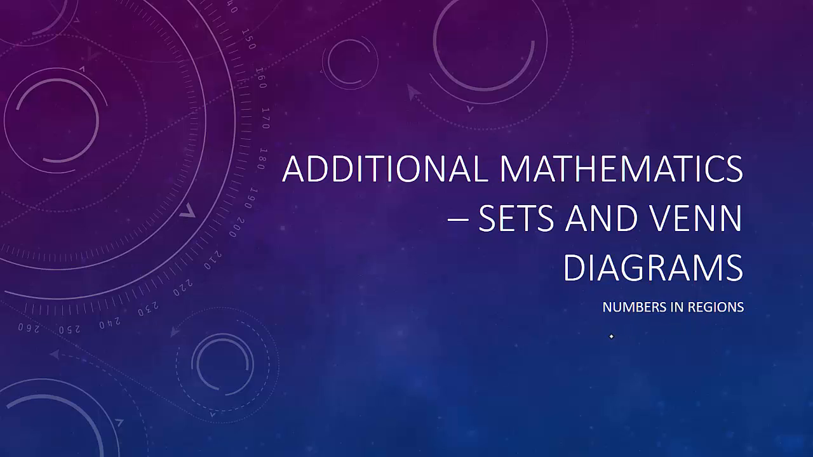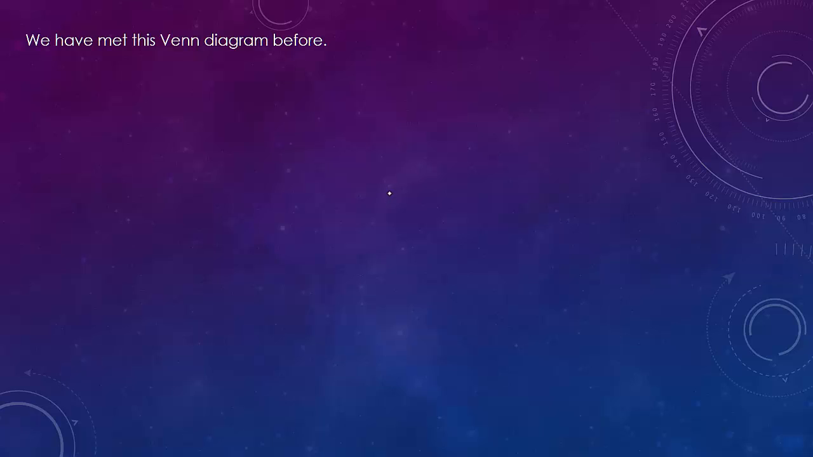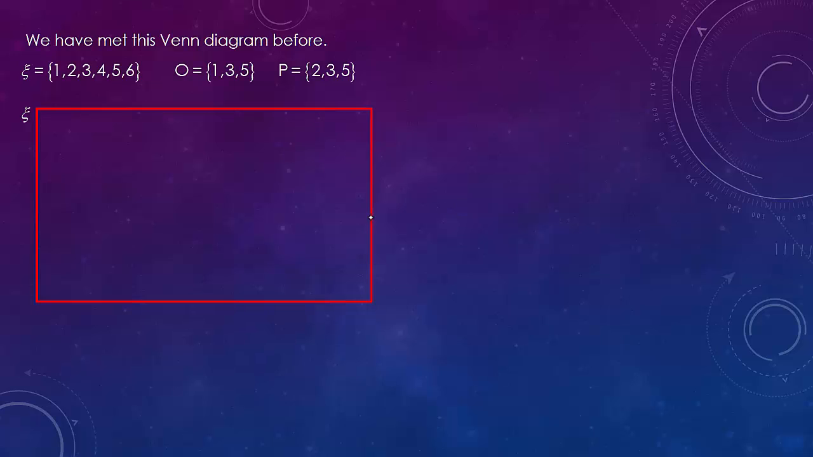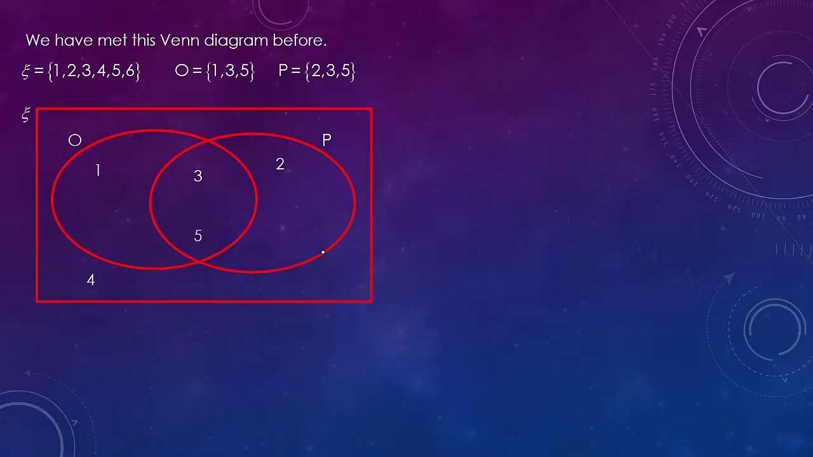Numbers in regions. We have met this Venn diagram before, so it pertains to the universal set 1 to 6 with the odd numbers and the prime numbers. And so the bounding rectangle contains the universal set of 1 to 6, the set of odds, the set of primes. 1 is odd but not prime. 2 is prime but not odd. 3 is both. 4 is neither.